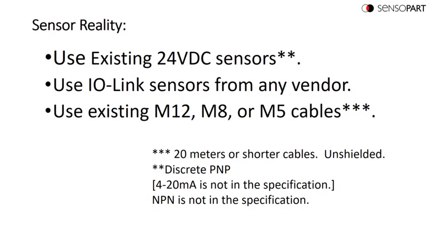I did not see NPN anywhere in the specification, although you can buy NPN IO-Link masters. Similarly, I didn't see 4 to 20 milliamp or 0 to 10 volt as a requirement in the specification, but you can find some IO-Link masters that will have that. Although by the time we're done, hopefully when you buy an analog sensor, you're going to take advantage of all the great features IO-Link offers.